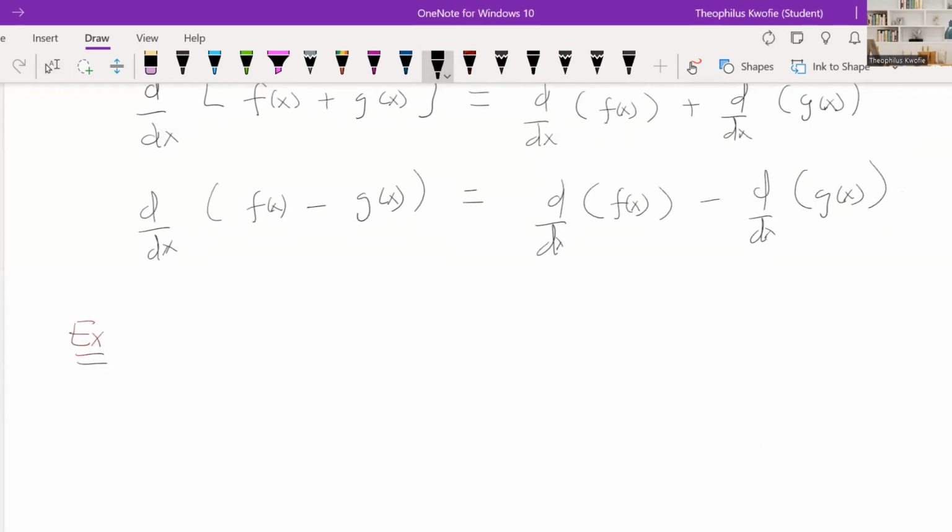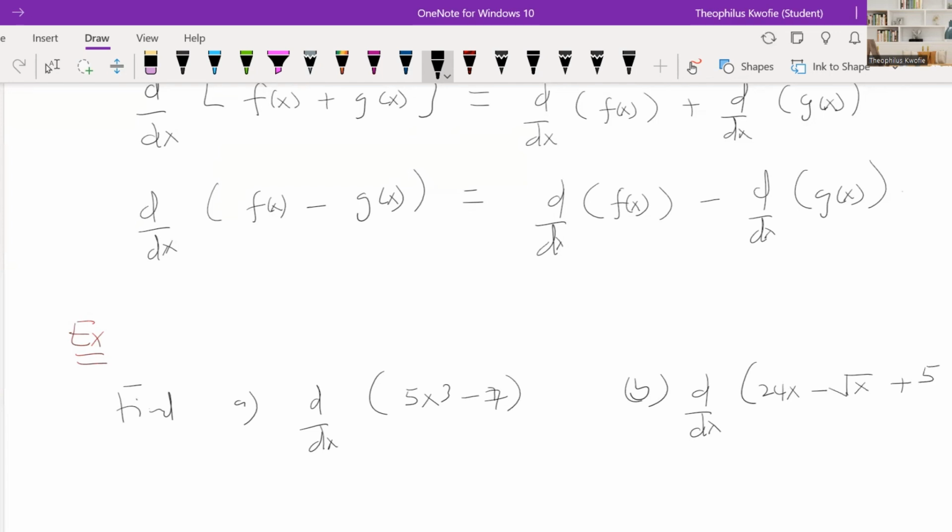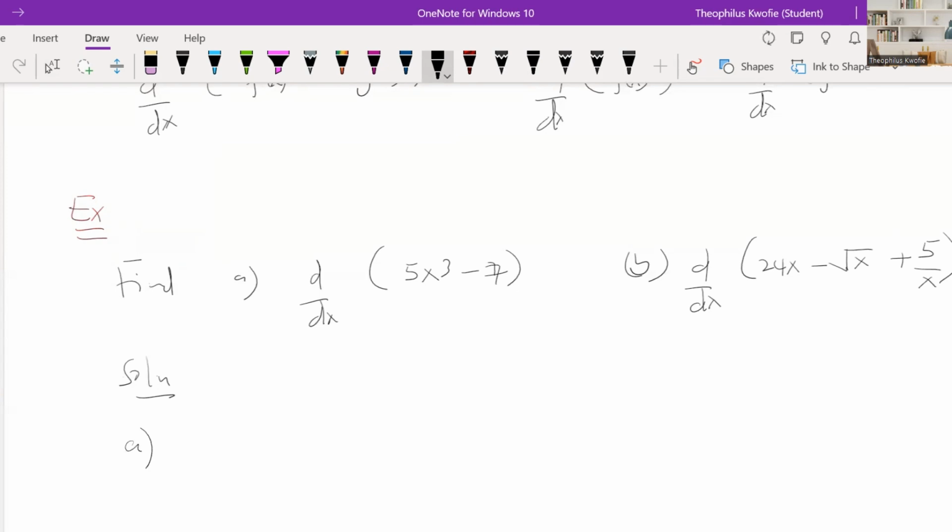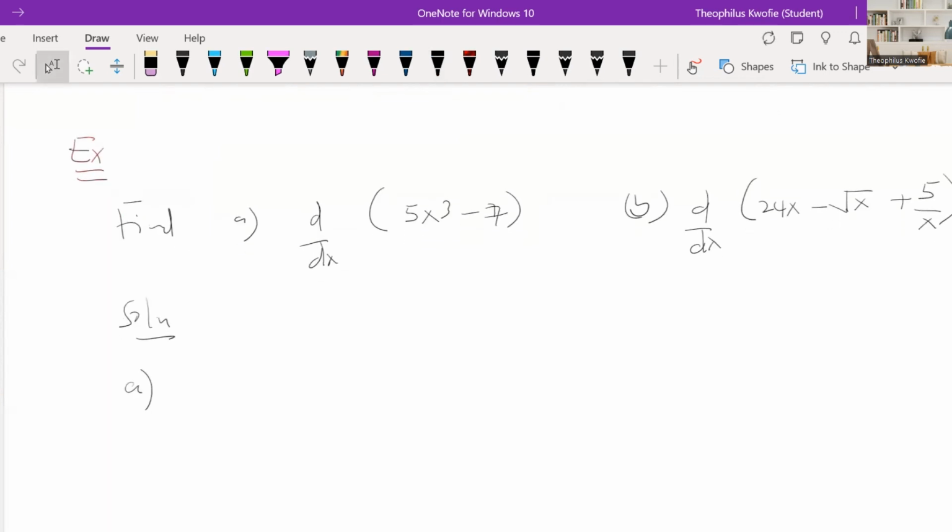So how do we find such derivatives? Find dy/dx of the function 5x^3 - 7, and then for the b part, we have dy/dx of 24x - √x + 5/x. How do you find such derivatives? For the first part, we said that the derivative of the difference of two functions is the difference of the derivatives. Okay, good. That's very good. So we claim that such a problem can be solved by using the difference theorem.